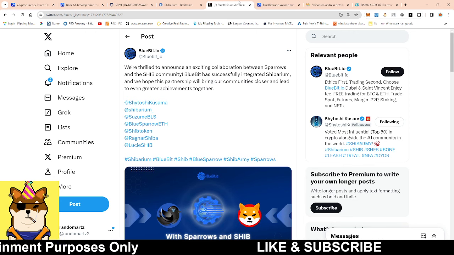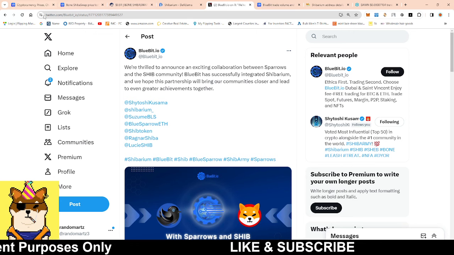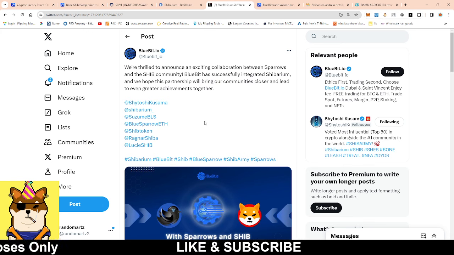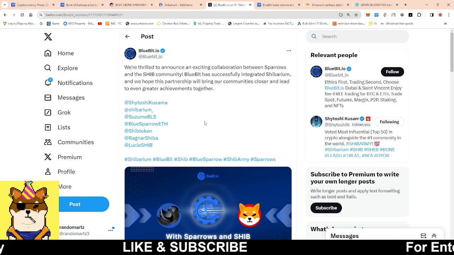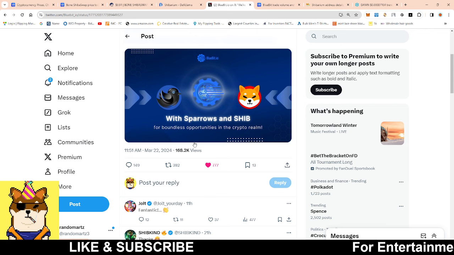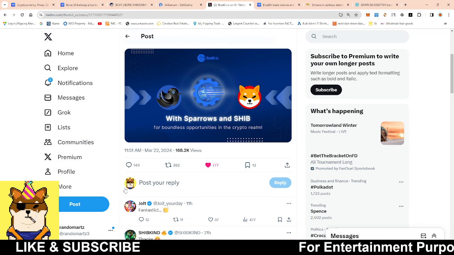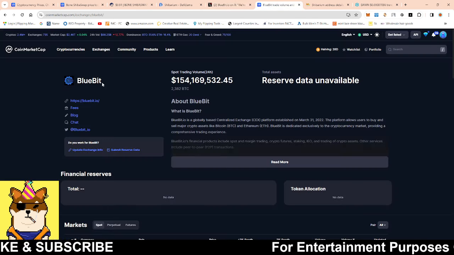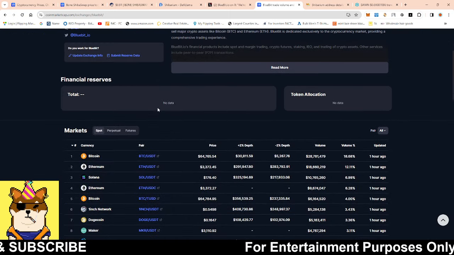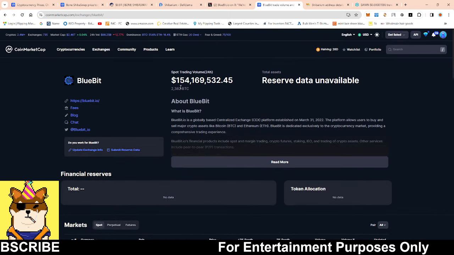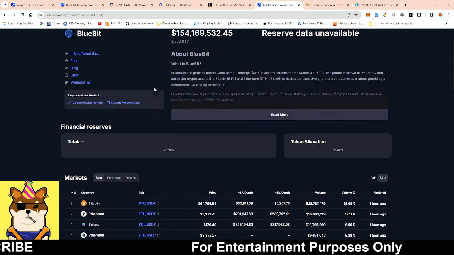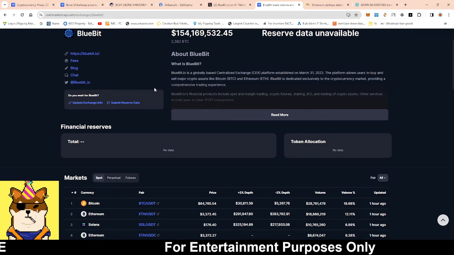Now the new integration is coming from Bluebit. They just announced: we're thrilled to announce an exciting collaboration with Sparrows and the Sheep community. Bluebit has successfully integrated Shibarium, and we hope this partnership will bring our communities closer and lead to even greater achievement together. So big shout out to them for adding Shibarium integration. Pretty soon we're going to be able to see Bone get to their platform. As it currently stands, I think they rank around 200 and something when it comes to exchanges. Daily volume is $154 million. Now, it's not a big exchange, but it's definitely a start in the right direction, guys.